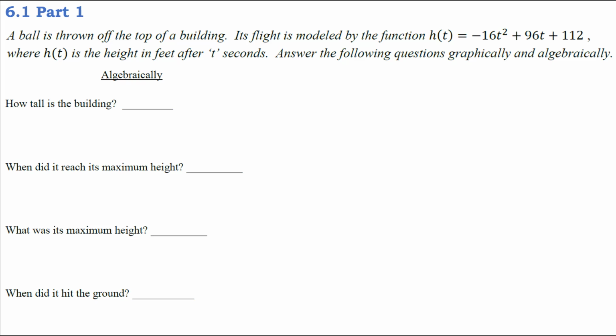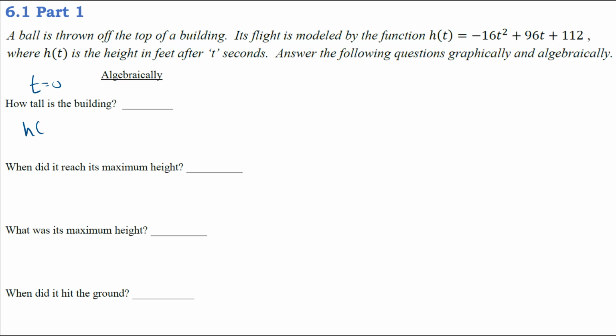All right, so this one, we're going to take a ball and throw it off the top of the building. Its flight is modeled by the function h of t equals negative 16t squared plus 96t plus 112, where h of t is the height in feet after t seconds. So we're going to answer the following questions here. How tall is the building? Well, therefore, we want to know where it started from, right? The start, which we talked about, making t equal to 0. So in this case, we're going to make t equal to 0.